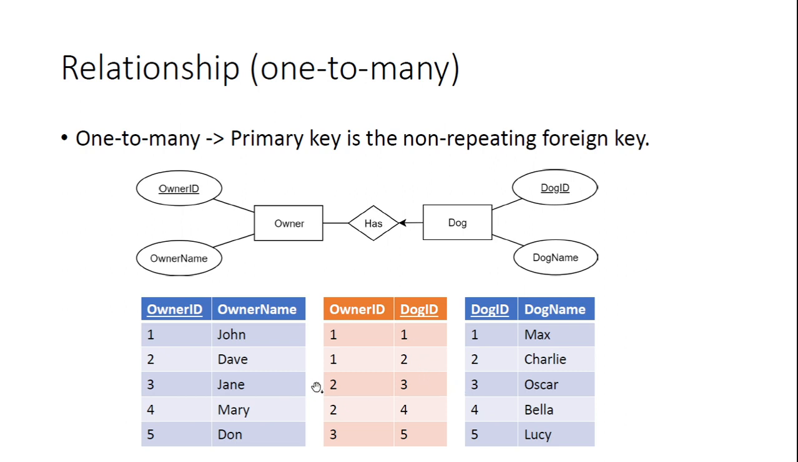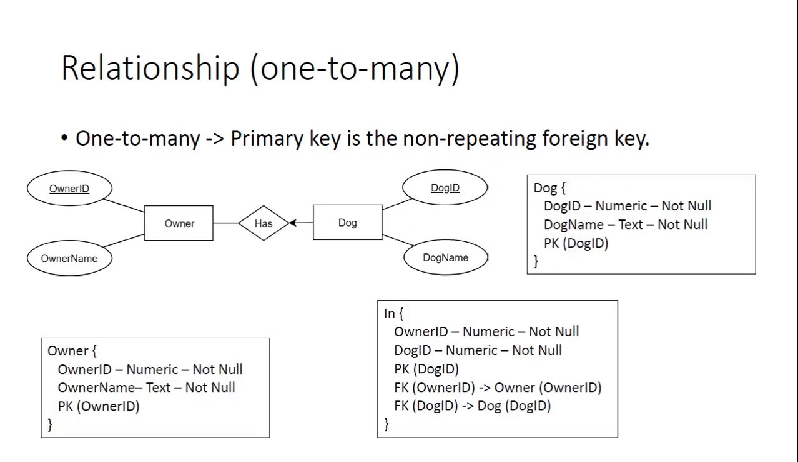If we know the owner's ID, that's not enough to find a unique row, right? If, let's say, the owner ID is 1, then it corresponds to two entries in this table. But for the dog ID 1, it is going to only correspond to one entry in this table. And we know that we cannot have any duplicates for dog ID number 1, because this is a one-to-many relationship, and dog ID cannot repeat again. Because of that, for a one-to-many relationship, the primary key is going to be the non-repeating foreign key.